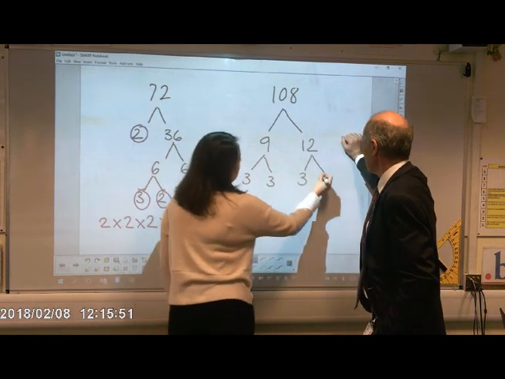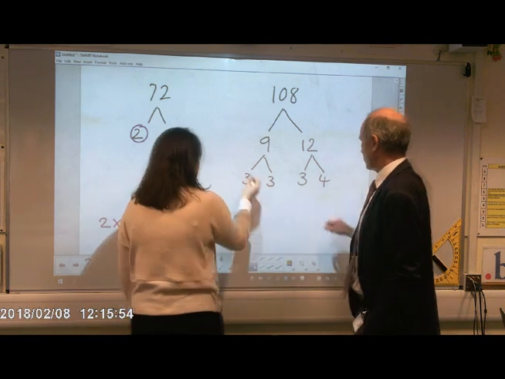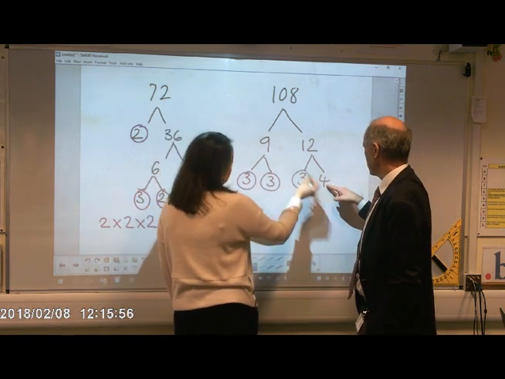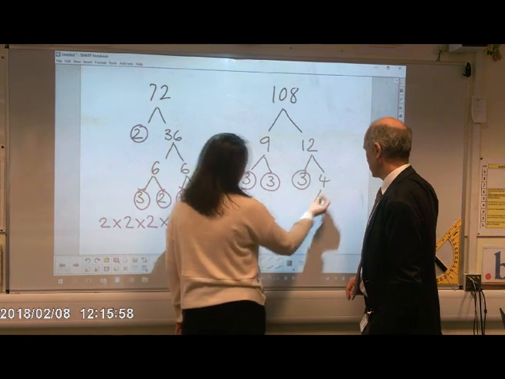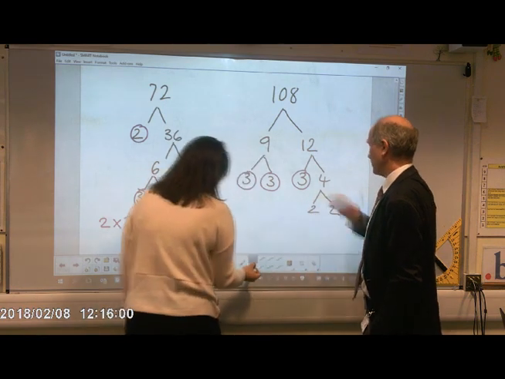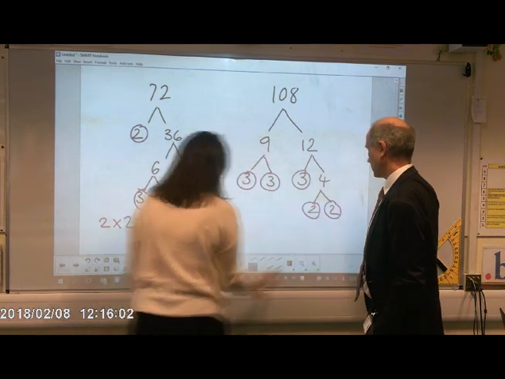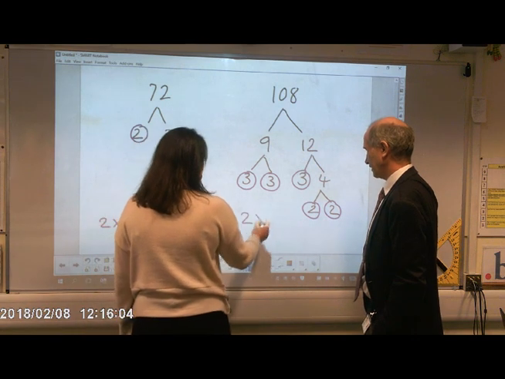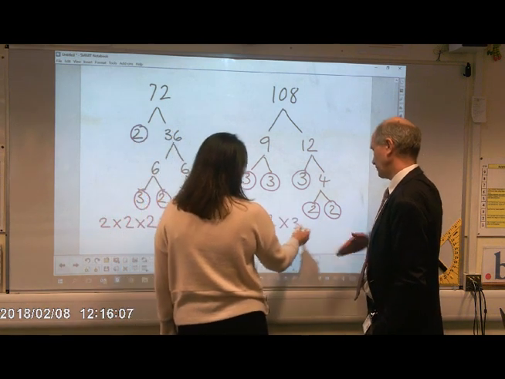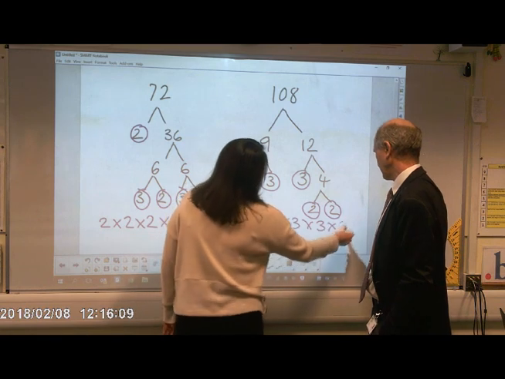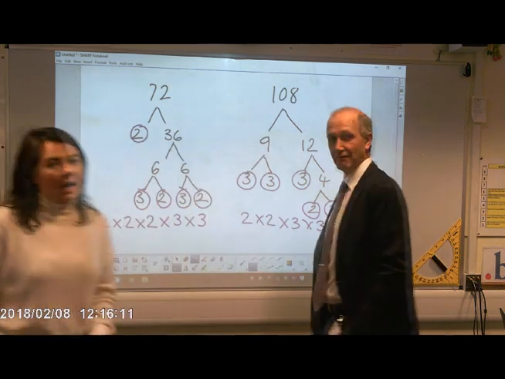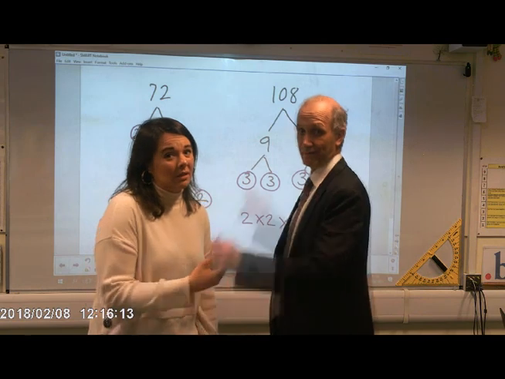And then we've got 3, 4, and that's nice. And look, all these primes. That one's not prime. Got to keep going with that one. 2 and 2. And that is gorgeous. And we're going to say we've got it. 2 times 2 times 3 times 3 times 3. So I've done that, and that's probably like a mark, but it's still good.